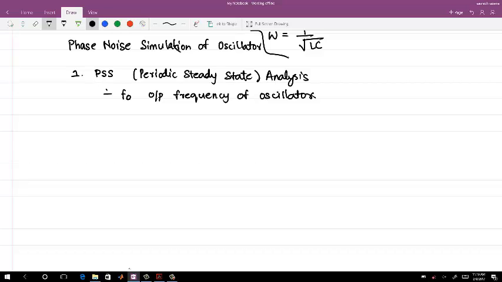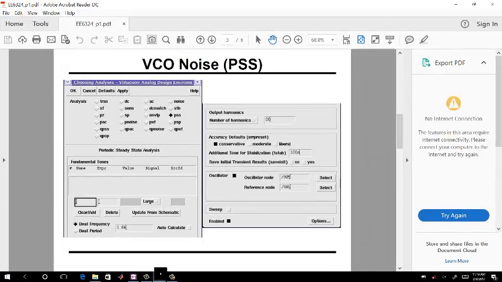You can give that oscillation period as an initial value, or the initial frequency, to your PSS analysis. The PSS analysis asks you for this beat frequency, which is the frequency of the oscillator. If you do not know the beat frequency and you give any arbitrary frequency, the PSS analysis may not converge at all, maybe because it is far away from the actual oscillation frequency.